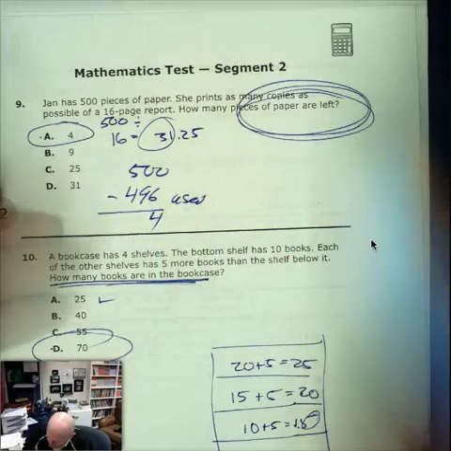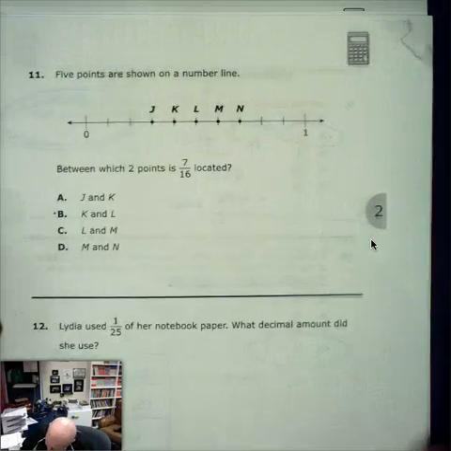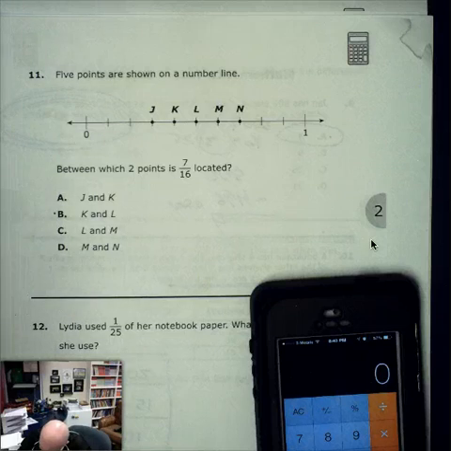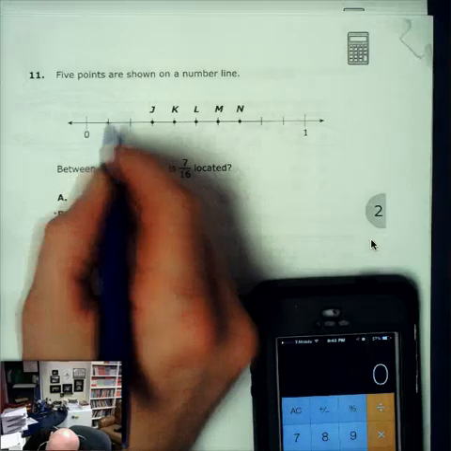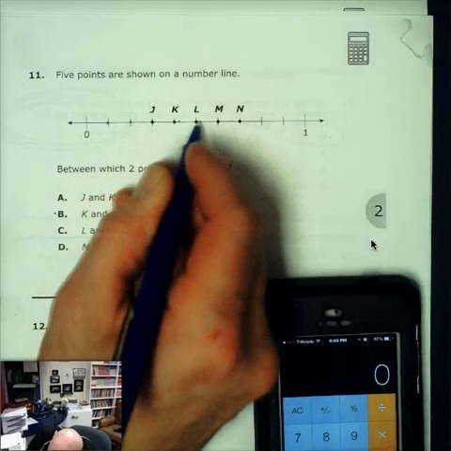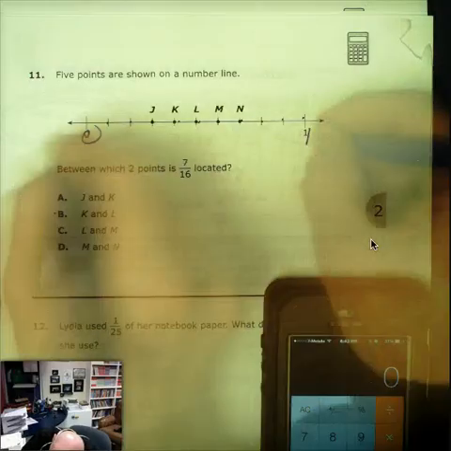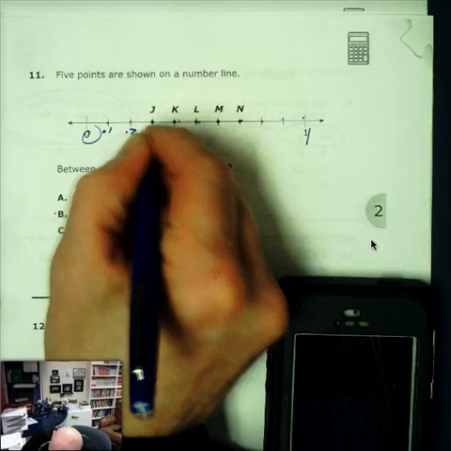All right. Next problem. I think I've got time for maybe one more before I run out of tape here. 5 points are shown on the number line. Between which 2 points is 7/16 located? First thing, we have to determine the interval. So we've got 1, 2, 3, 4, 5, 6, 7, 8, 9, 10. So we start at 0, and here's 1. So each of these are tenths, or 0.1, 0.2, 0.3.